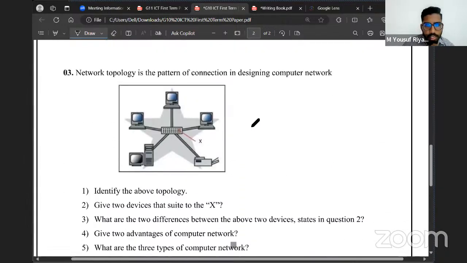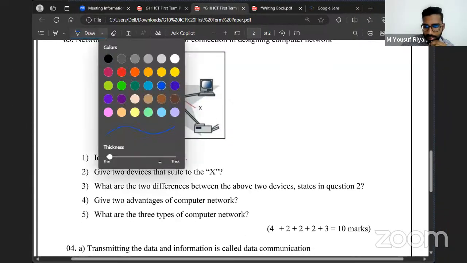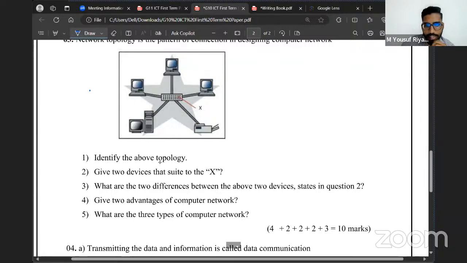Next. The network topology is a pattern of connection in designing a network, correct? Identify the above topology. They have made it very easy. They have given you the picture also behind. What is this topology? Exactly. This is called the star topology.